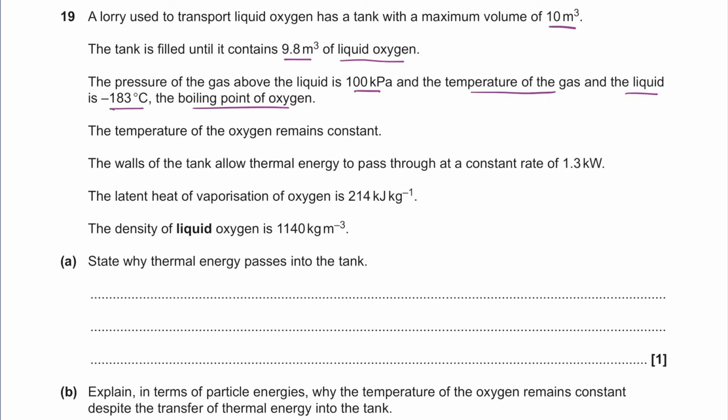The temperature of the oxygen remains constant, and the walls of the tank allow thermal energy to pass through at a constant rate of 1.3 kilowatts. The latent heat of vaporization of oxygen is 214 kilojoules per kilogram, and the density of liquid oxygen is 1140. State why thermal energy passes into the tank.